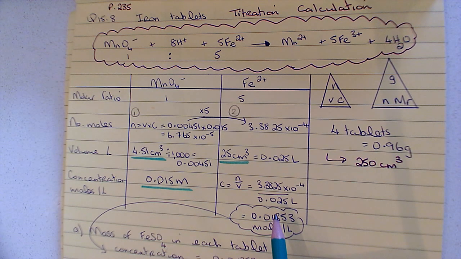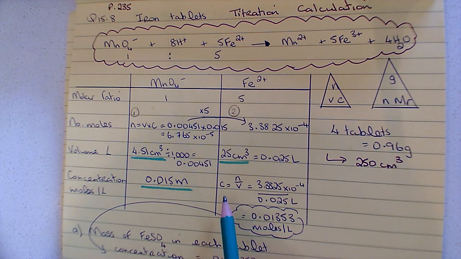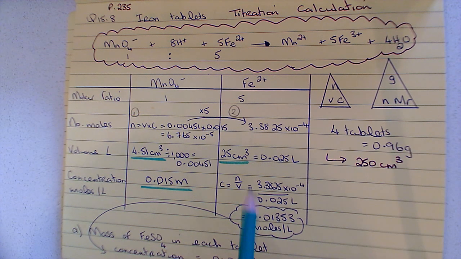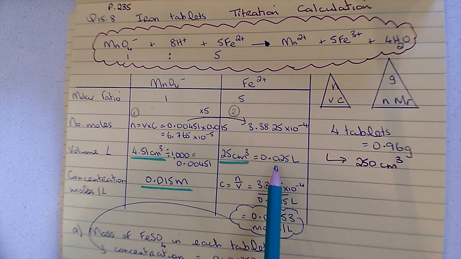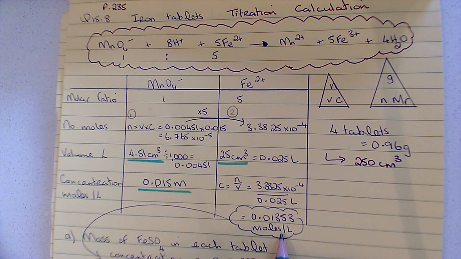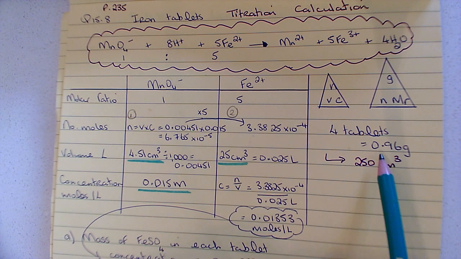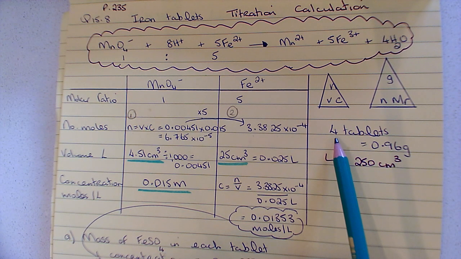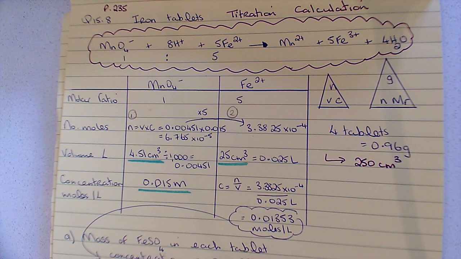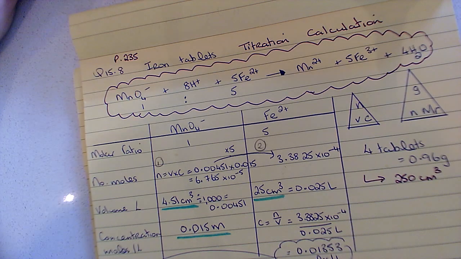Now, my third step, I'm going to work out the concentration of iron. Using my triangle, the concentration is number of moles divided by volume. So I have my number of moles here now, and I divide by the volume, which is 0.025 litres, and I end up with 0.01353 moles per litre. That's the concentration of my iron tablet solution. Now remember earlier in the question it told us that 4 tablets have a mass of 0.96 grams and they were made up to 250 cm³. So we've a lot of work done now.